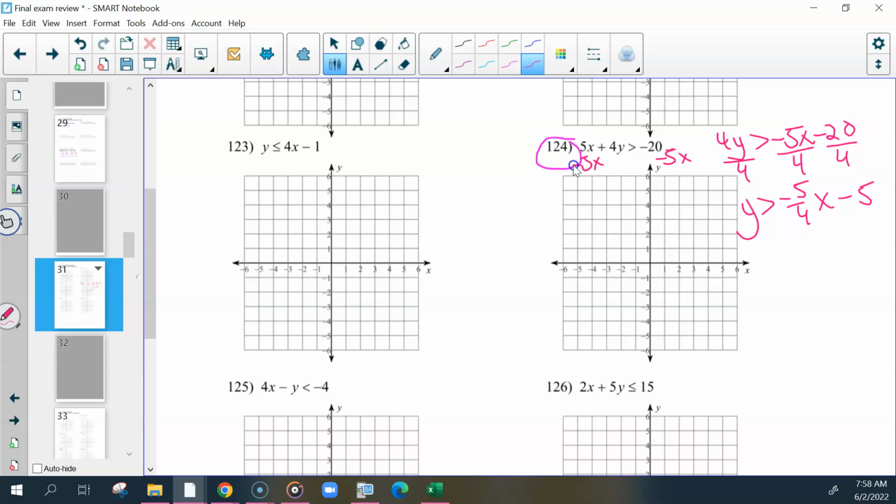Start graphing it just like you would a normal line. Start at -5. Your slope is -5 over 4, so you can go up 5 and left 4 as many times as possible. And this is so cool, you get a bigger graph than you can do one. This would be a dashed line because it's not equal to.